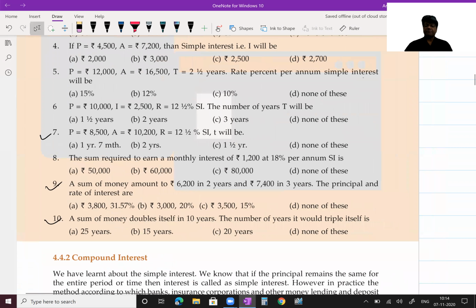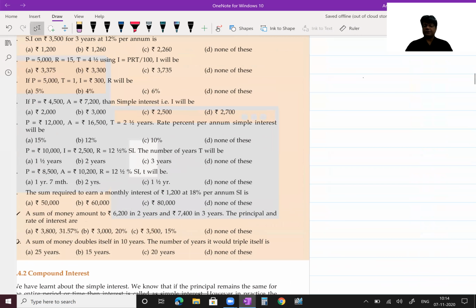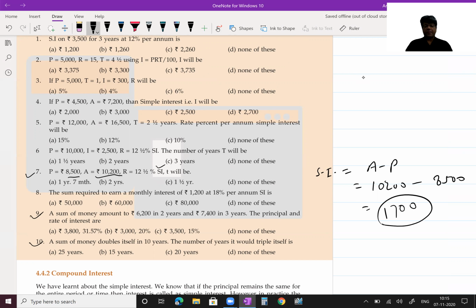Question number 7, C. Principal is equal to 8500. Amount is equal to this. Here the question is of simple interest. So, simple interest here will be what? Amount minus principal. How much is the amount? Amount is 10,200 minus principal. Principal how much? 8,500. So simple interest we are getting 1,700.